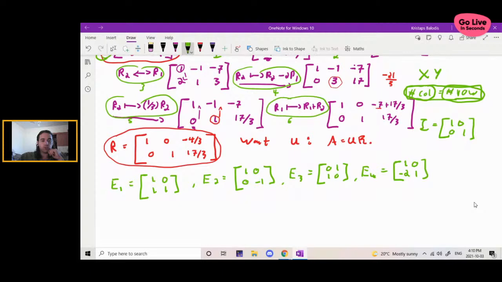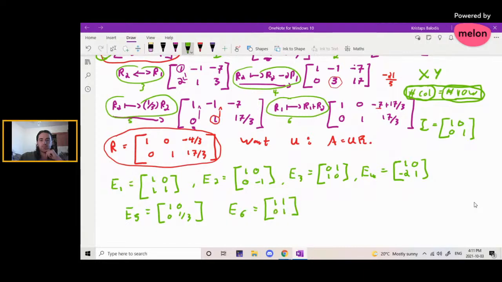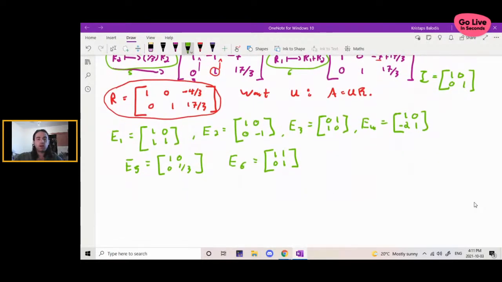E4, or sorry, we just did E4. So E5 will be the matrix operation obtained by multiplying, oh, wrong row. And then finally, E6 will be, again, the same, or not quite the same. So now we're adding row 2 to row 1, right?